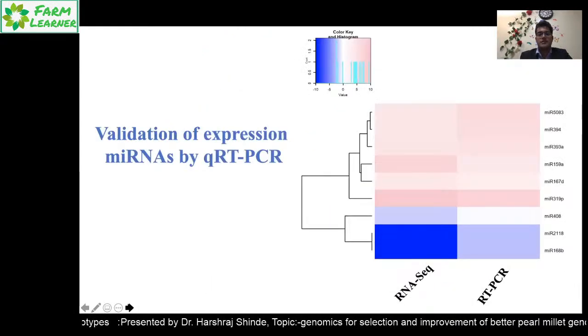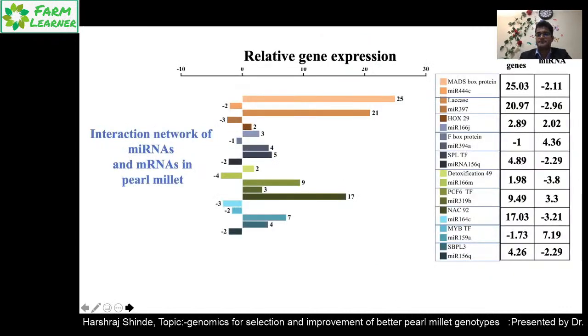Then we also validated the expression of these microRNAs by qRT-PCR. In our qRT-PCR results, microRNAs showed almost similar expression patterns to RNA sequencing. Then we also performed qRT-PCR analysis of microRNAs and their target genes at the same time. These are the microRNAs and these are their target genes. And in our analysis, we found that both these microRNAs and their target genes show contrasting expression patterns, which we expected.